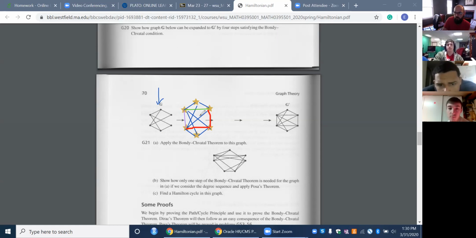Okay, so now for G21, they gave us G prime, correct? That's G. So now you're allowed to add in edges, but only if their degrees are greater than or equal to n at each step. That's right. All right, thank you, Professor. You're welcome. Keep going.